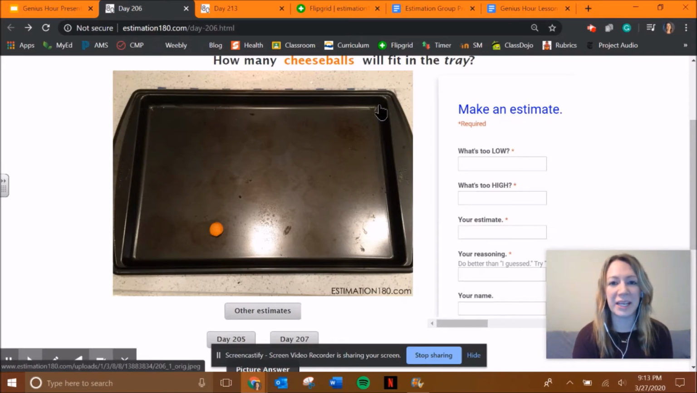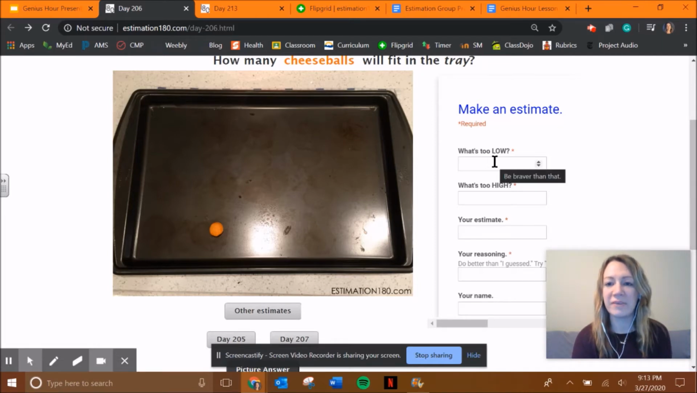Now the kids can work either individually, in AB partner talks, in small groups, or as a whole class discussion to find strategies on how to solve how many cheese balls fit on this tray. Once done, the teacher can lead a discussion, and they're going to figure out what is too low of an estimate, what's too high of an estimate, what's your estimate, the real one, and the reasoning behind it.